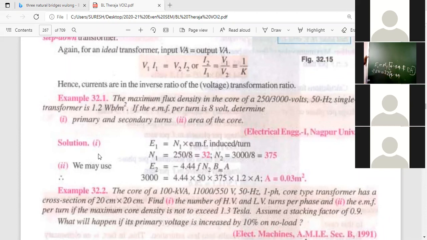Frequency, how much they have given? 50. Frequency is 50. Flux density is 1.2 and area we don't know. We have to calculate the area of the core.